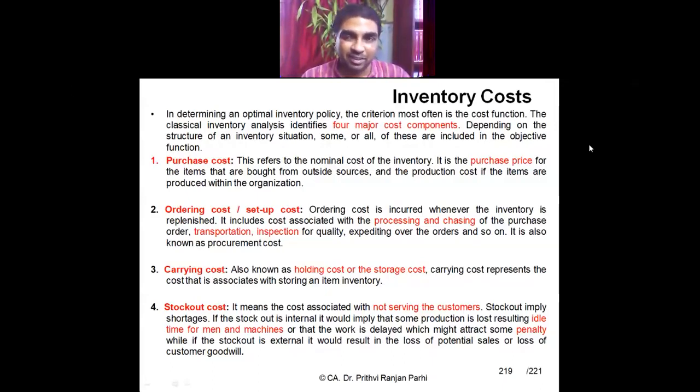Is it not? That means 50,000 units have to come to the factory, and that has to be stored. When you are storing, it will involve carrying cost.